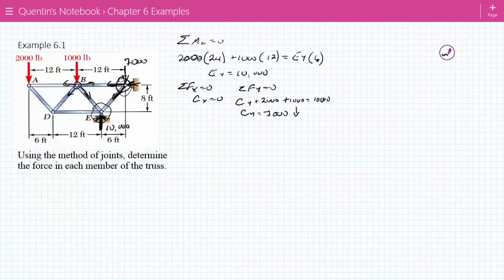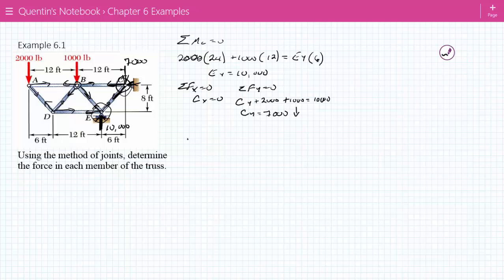Here at E, we have 1, 2, 3, so that's no good. At D, we have 1, 2, 3, no good. And at A, we have 1, 2. So it looks like we can start at either A or C. I happen to do A, so let's go with A. Let's look at point A.